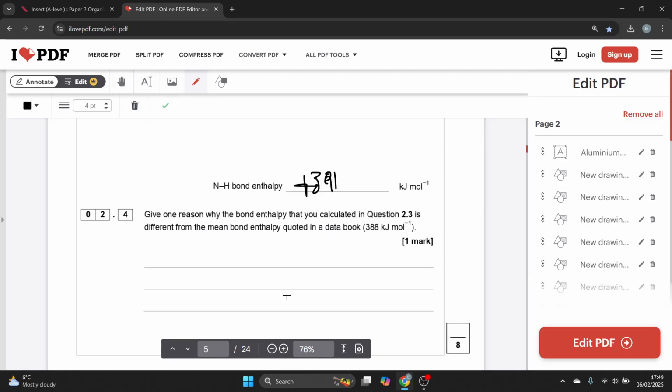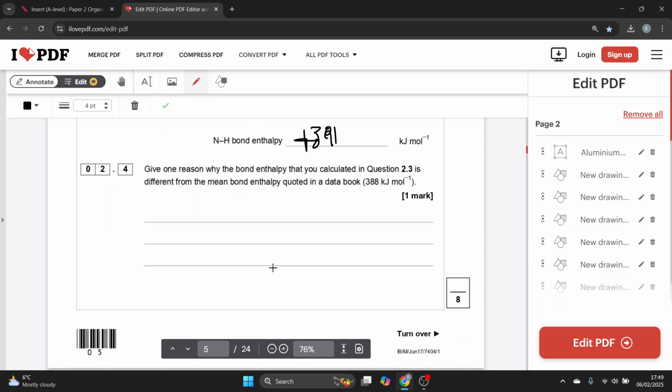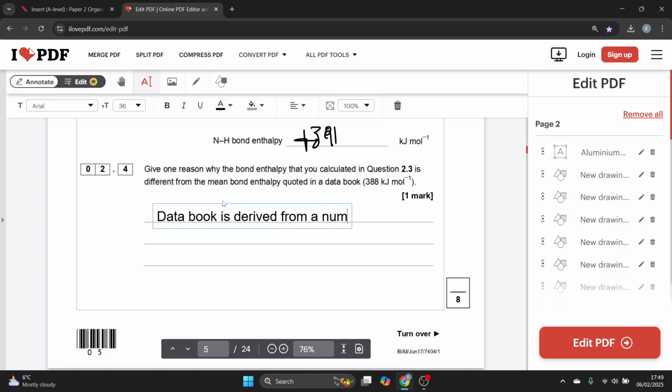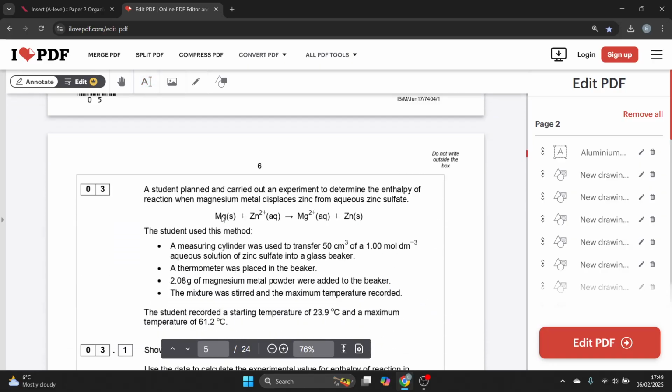Give one reason why the bond entropy you calculated in question 2.3 is different from the mean bond entropy in a data book. Data book values are derived from a number of different compounds. Yeah, that's it. Data book values are derived from a number of different compounds.